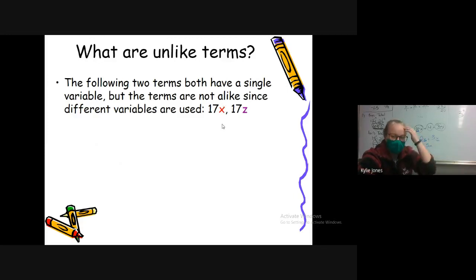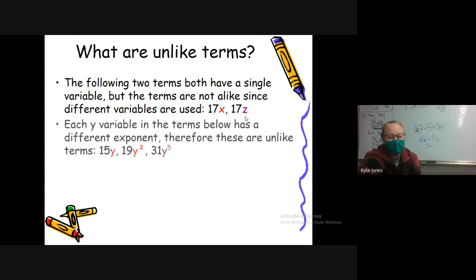Okay, so these have different variables, and because the variables are different, you cannot add or subtract them together. So x is not the same letter as z, so you cannot combine them. These ones all have the same variable y, the letter y, but there's a reason why I cannot combine them together. Anybody want to tell me why? Do they know?